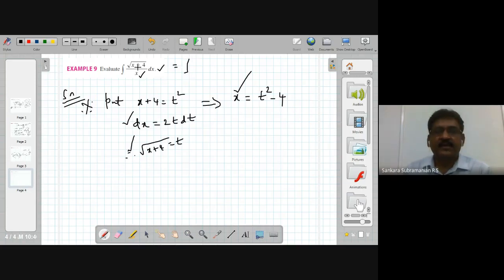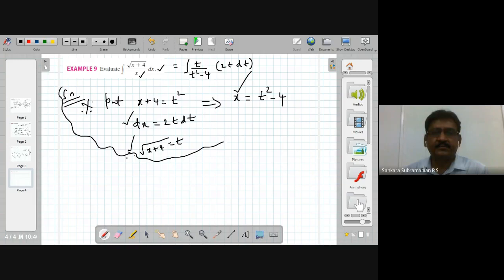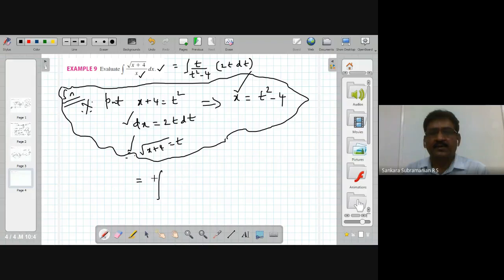You have integral of square root of x + 4 become t, by x is t² - 4, and dx is 2t dt. So what happened? This is equal to integration of, let us take 2 out, t² by (t² - 4) into dt.